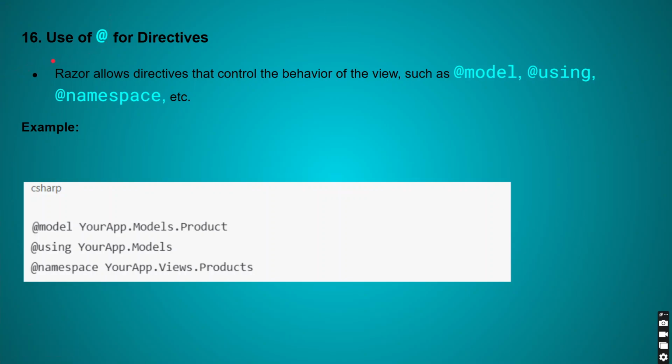Use of it for directives. Razor allows directives that control the behavior of the view, such as @model, @using, @namespace, etc. See, look here, we have an example for @model YourApp.Models.Product, @using YourApp.Models, @namespace YourApp.Views.Products.